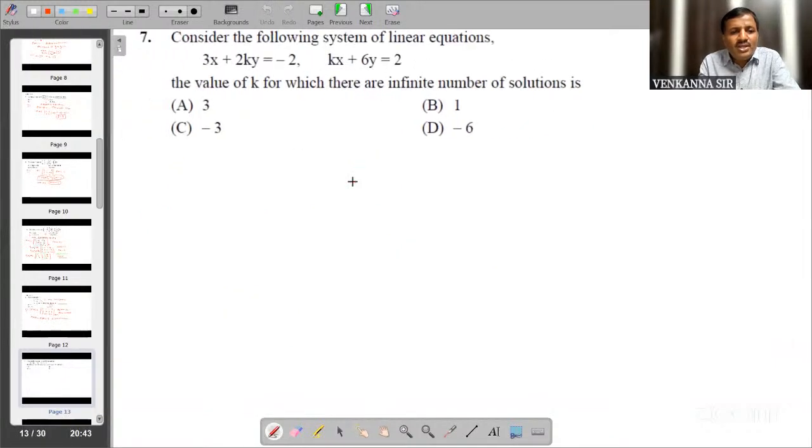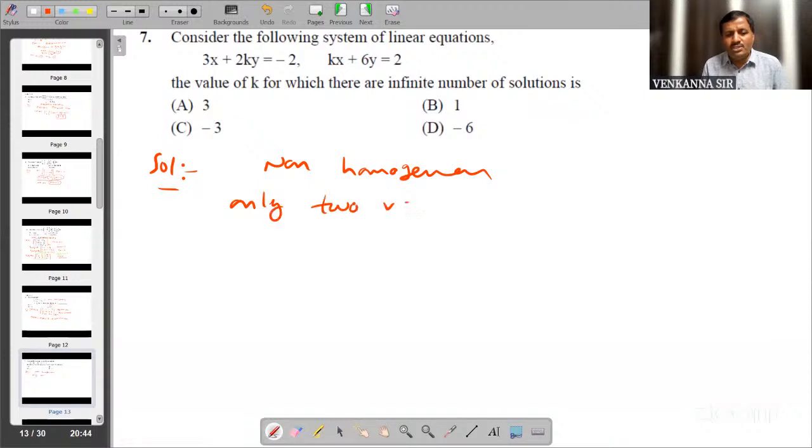Consider the following system of linear equations here. The value of k for which there are infinite number of solutions. What type of equations are they? They are non-homogeneous equations. How many variables are involved here? Only 2 variables. If only 2 variables are involved, what is the condition for infinite number of solutions?